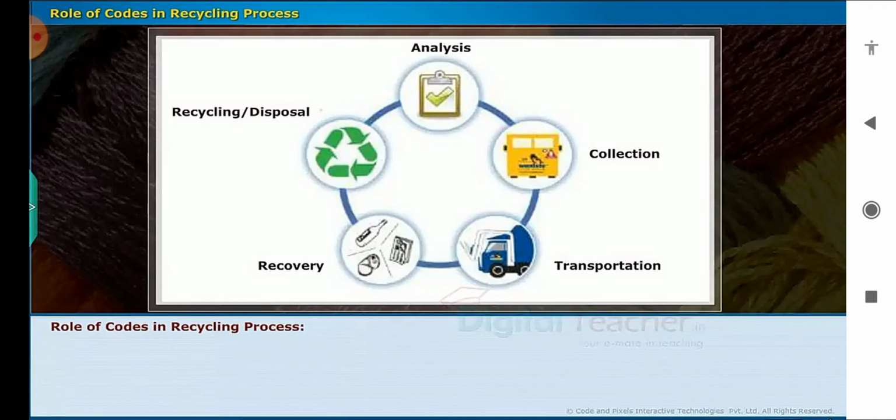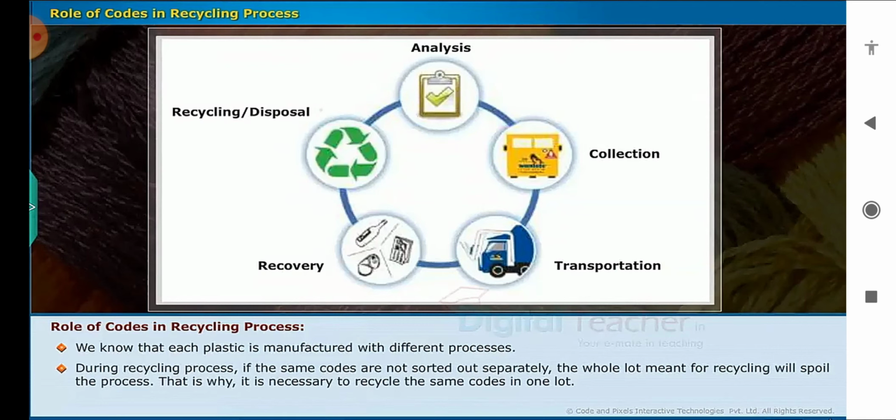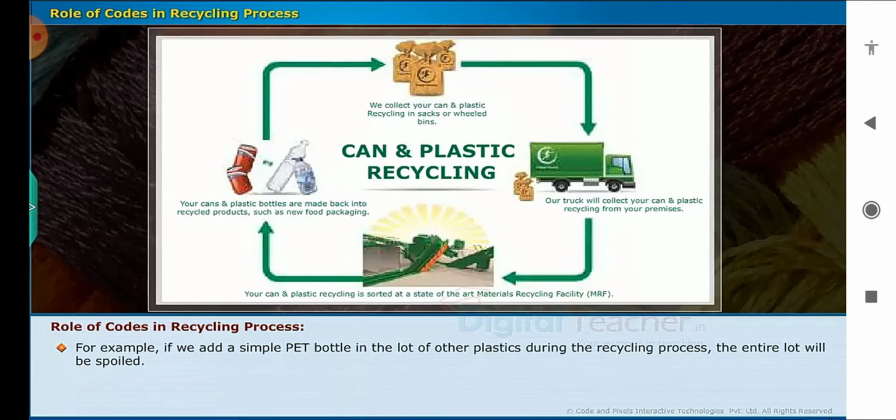Here, let us study the role of codes in the recycling process. We know that each plastic is manufactured with different processes. During the recycling process, if the same codes are not sorted out separately, the whole lot meant for recycling will spoil the process. That is why it is necessary to recycle the same codes in one lot. For example, if we add a simple PET bottle in the lot of other plastics during the recycling process, the entire lot will be spoiled.